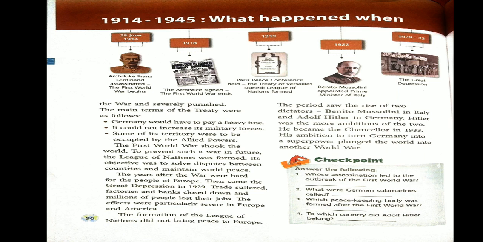Trade suffered, factories and banks closed down, and millions of people lost their jobs. The effects were particularly severe in Europe and America. Their economy was totally crushed. The formation of the League of Nations did not bring peace to Europe. The period saw the rise of two dictators, Benito Mussolini in Italy and Adolf Hitler in Germany. Hitler was the most ambitious of the two. He became the chancellor in 1933. His ambition to turn Germany into a superpower plunged the world into another world war.